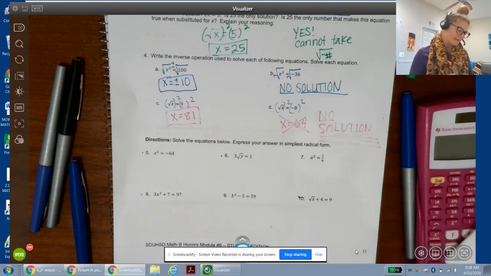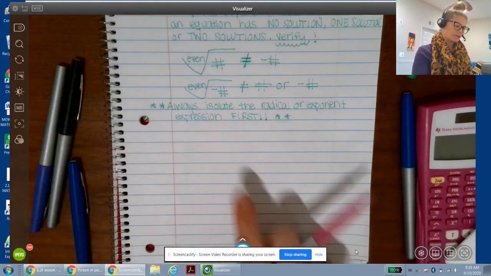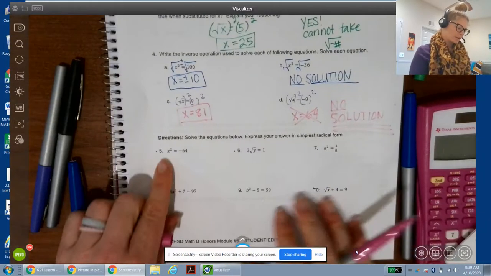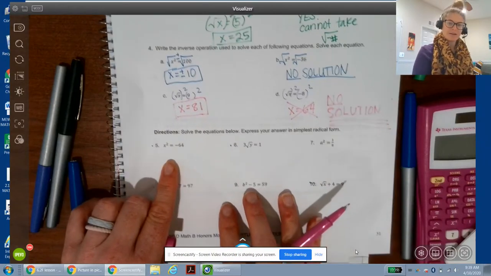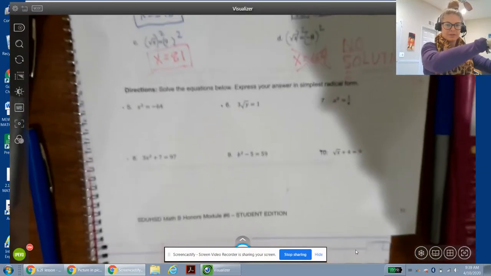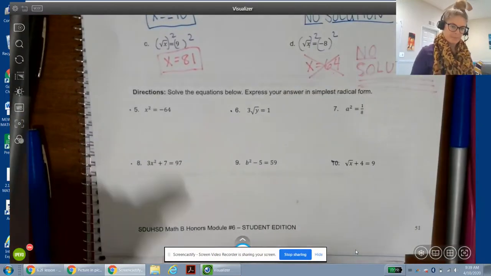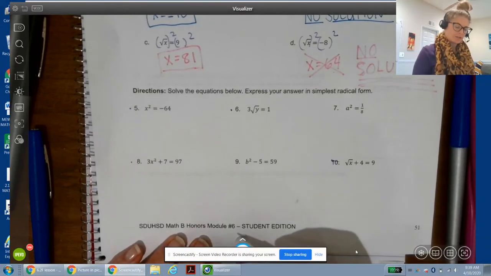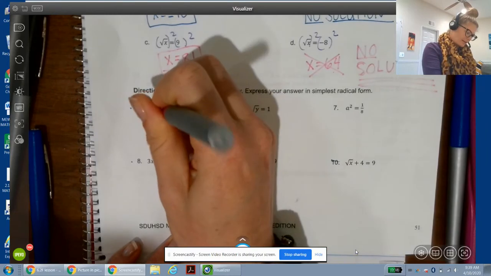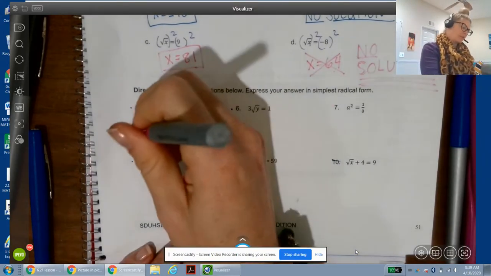So let's start looking at 5. We want to remember, like we said in our notes before, always isolate the radical or exponent expression first. Here, the exponent expression x squared is already isolated. It's by itself, so we don't have to worry about that. To undo squaring, I'm going to take the square root of both sides. I'm taking the square root of a negative. I can't do that. No solution.